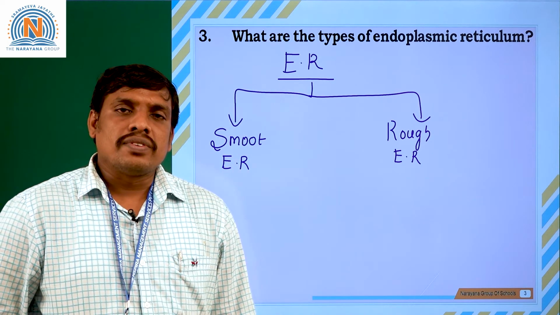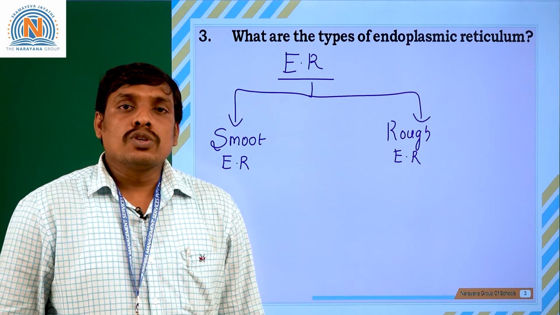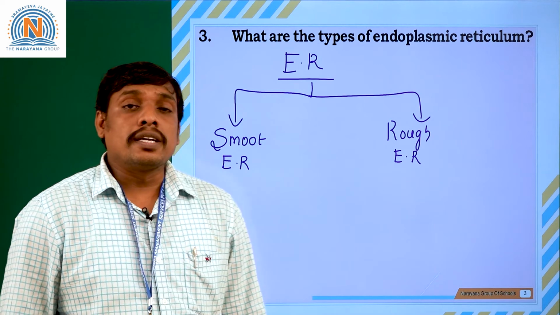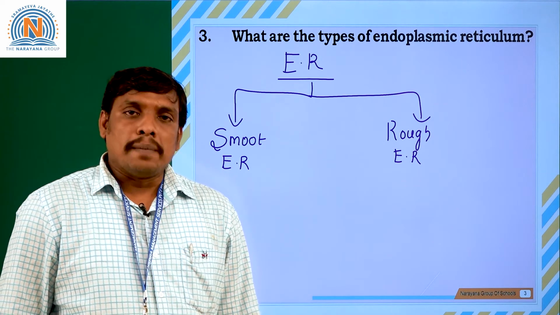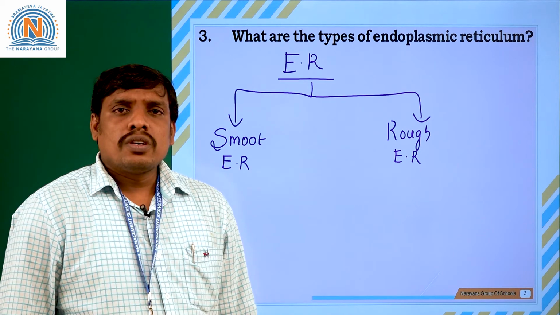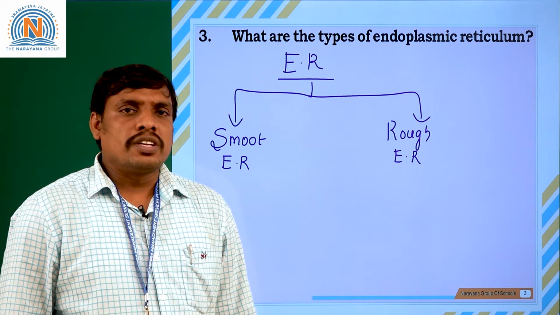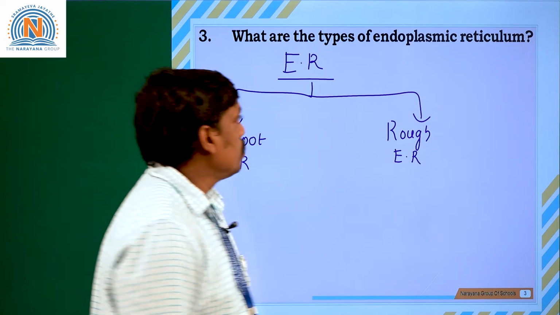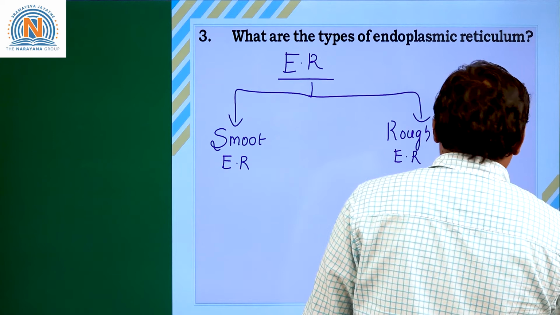Upon the surface of rough endoplasmic reticulum, ribosomes are present, whereas upon the surface of smooth endoplasmic reticulum, ribosomes are absent. So due to the presence of ribosomes, rough endoplasmic reticulum is very rough. Smooth endoplasmic reticulum is very smooth due to the absence of ribosomes.